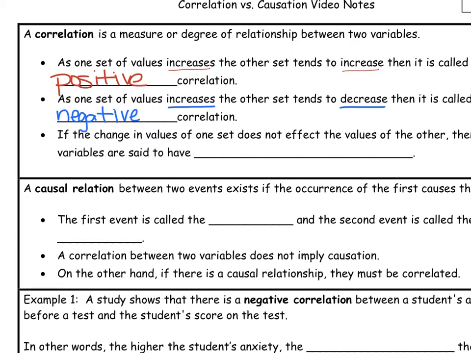And then if we don't see any relationship at all, if the changes in values of one set do not affect the values of the other set, we call this no correlation. We can also call it zero correlation. And when we looked at our correlation coefficient in the last unit, this is what we were looking at. Was there a relationship between the variables?